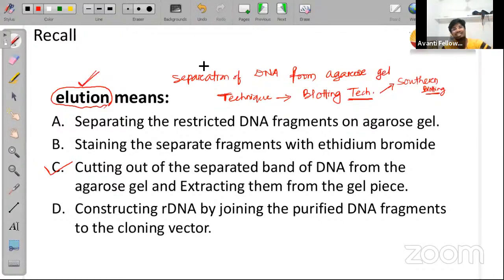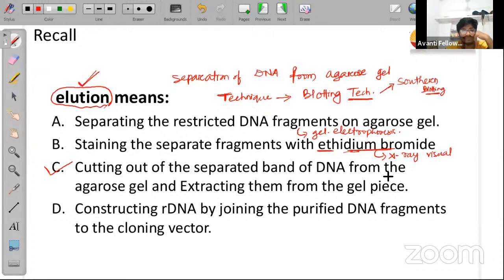Okay. Separating restricted DNA fragments on agarose gel, that is your gel electrophoresis. First option is your gel electrophoresis process. Right. This is not elution. Staining the separated DNA fragments with ethidium bromide, this is staining only. This is not your elution process. Right. Ethidium bromide के साथ staining किया जाता है, so that it can be visualized under X-ray or any other material. X-ray में ये visualize हो जाए करके.